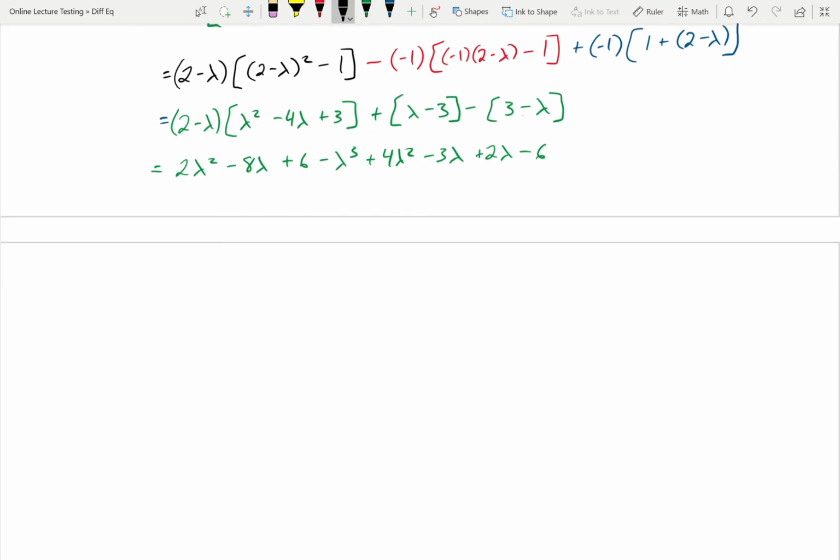Combining like terms and moving things around, we're going to get negative lambda cubed. I like having my highest power out in front. All right. Look at the lambda squareds. We're going to get plus 6 lambda squared minus 9 lambda, and then everything else is going to cancel out. Well, the -6's are going to cancel out for that part. So we can factor this. We're going to get negative lambda times (lambda minus 3) squared, and we're going to set this equal to 0. So lambda 1 is equal to 0, but lambda 2 and 3 are both equal to positive 3.